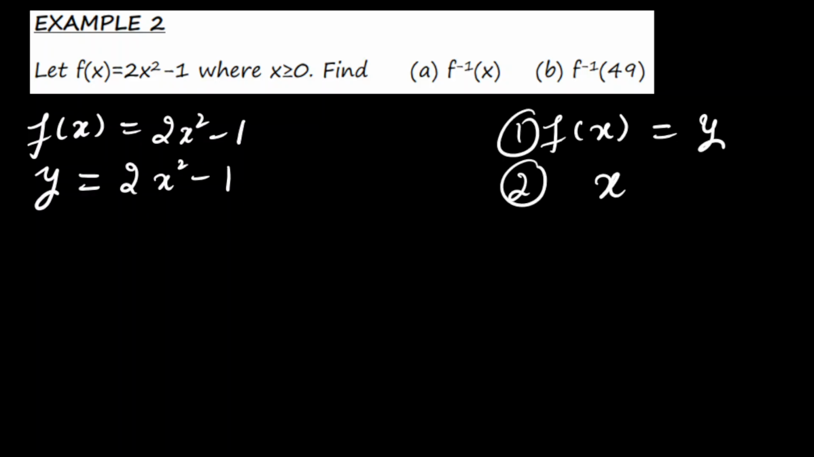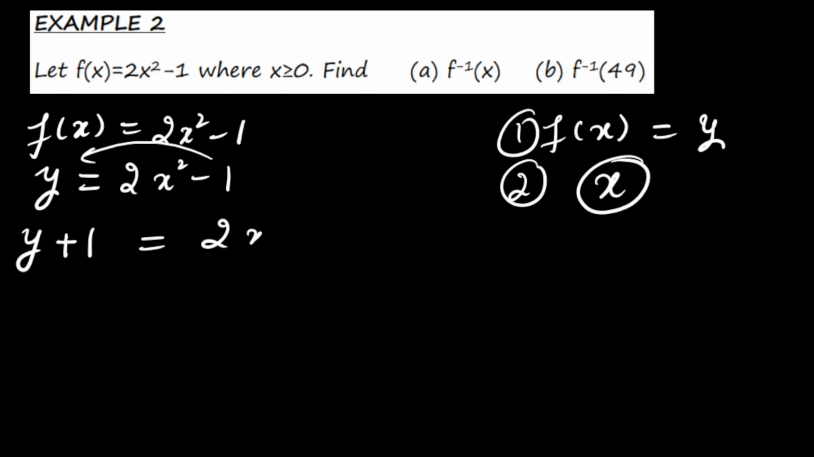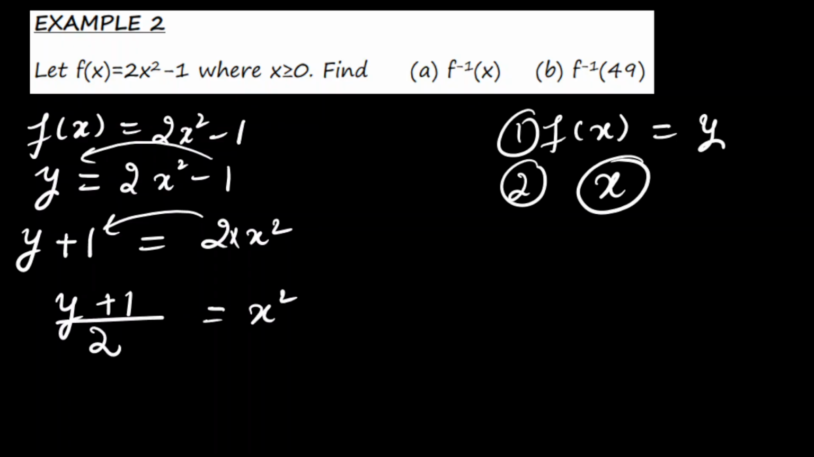Second step is to solve for x. First of all, we have to shift all other numbers to the other side other than x. So 1 will shift first. y minus 1 when we shift to the other side will become plus 1. y plus 1 is equal to 2x square. Now let's shift 2 to the other side. Here it's getting multiplied. When we shift 2 to the other side it will get divided. Multiplication changes to division.